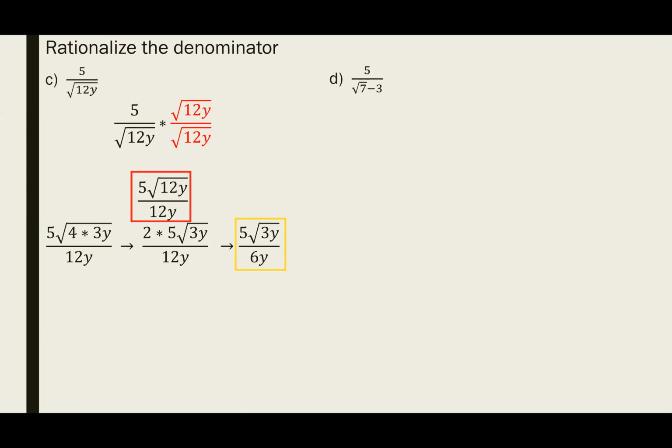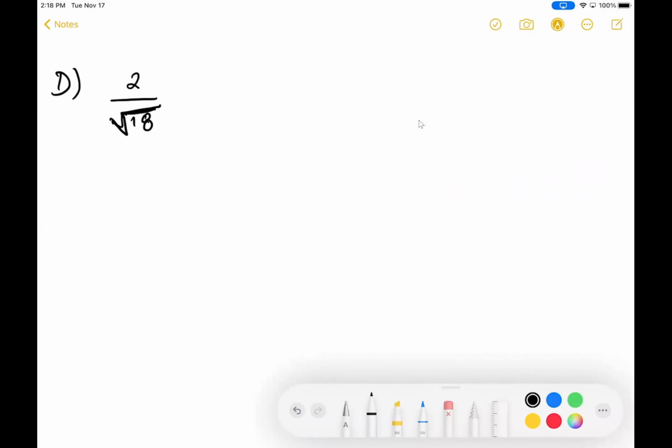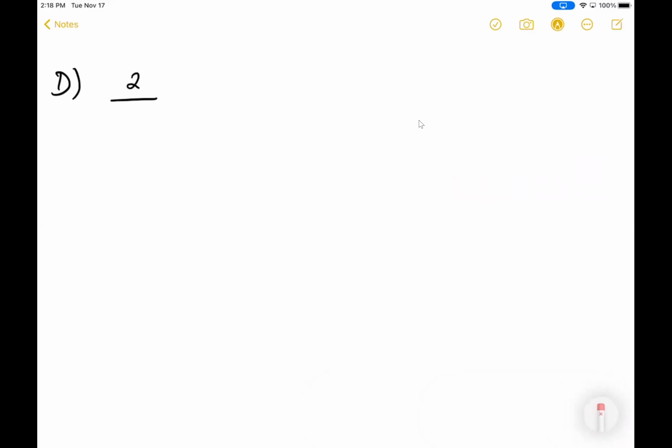So let's try this item. One second. Okay. So let's say I have this problem and I ask you, let's say part D, rationalize 2 over the square root of 18. So if you see this, ladies and gentlemen, let me make it a little bit nicer. So the square root of 18.